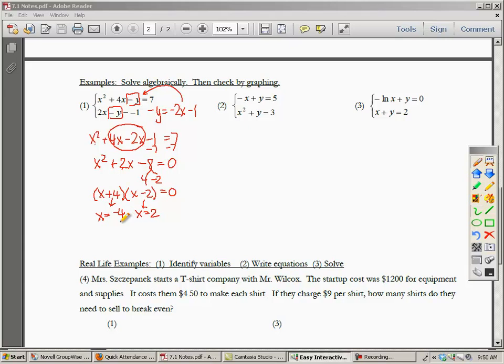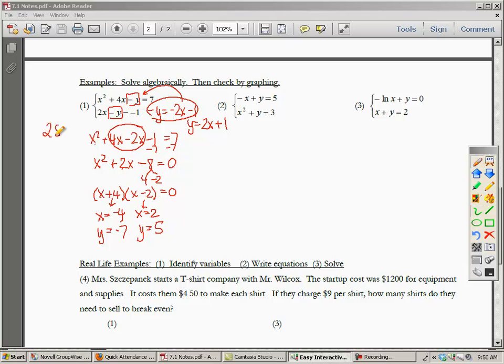Now, I've got to find the y values for each of my x's. Okay, so as I look at this, I'm actually going to just rewrite this one real quick then. y equals positive 2x plus 1, because that's going to be easier to find my y's. If I plug in negative 4, negative 8 plus 1 is negative 7. If I plug in a 2, then y is 5.